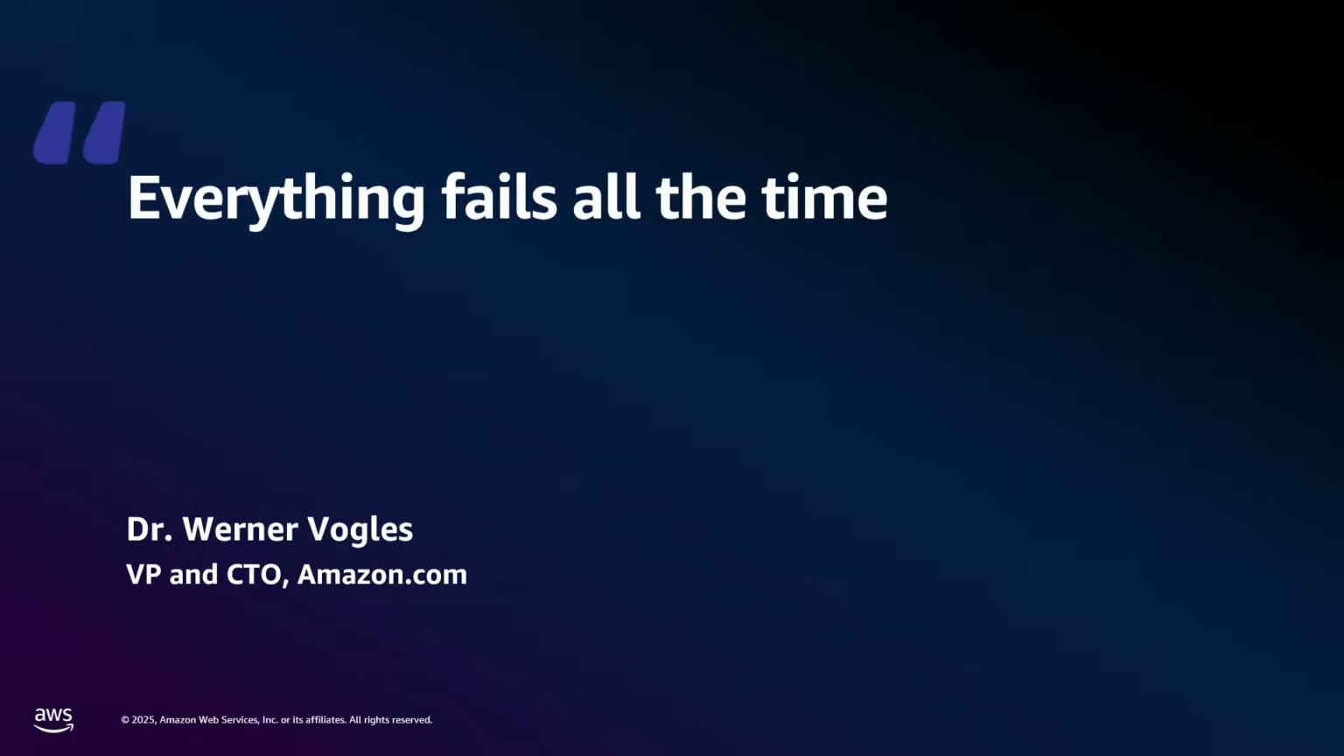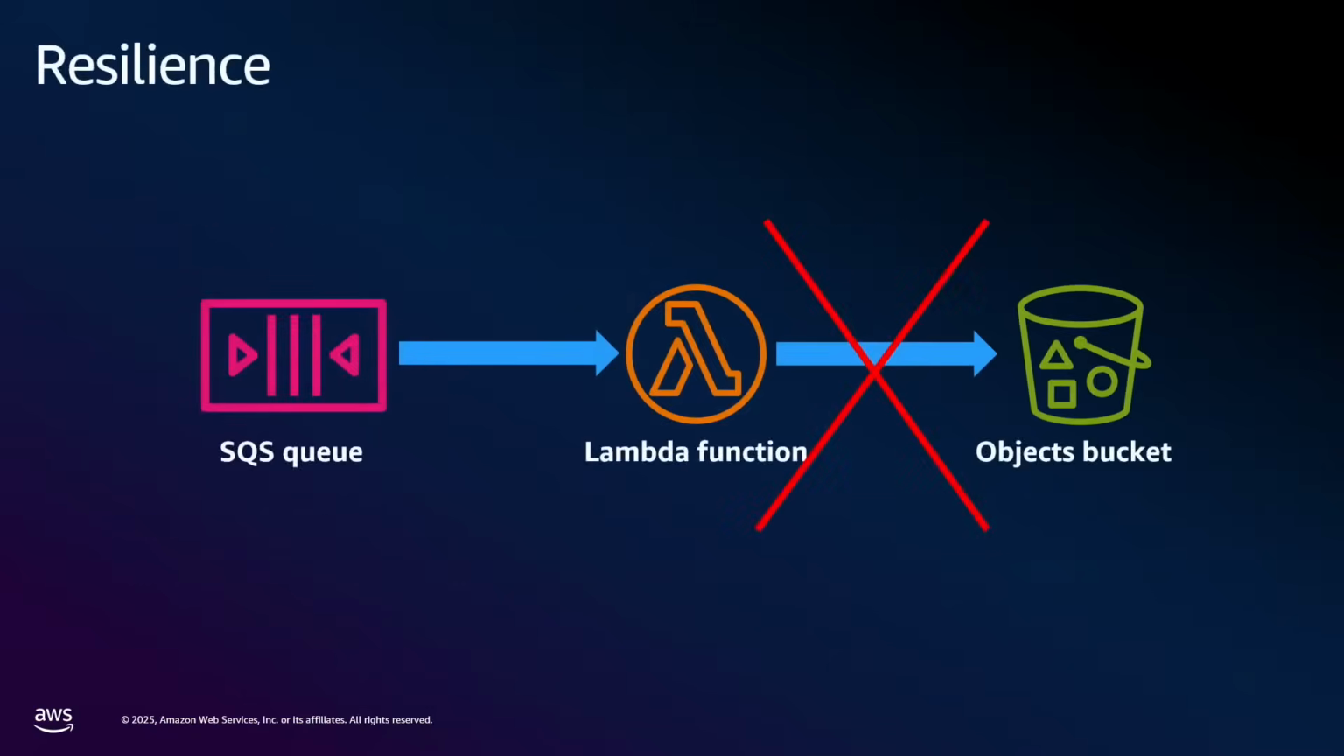So this quote from Dr. Werner Vogels, you've probably all seen it. He's the CTO of Amazon. It's a fundamental principle in how we build in the cloud today. It reminds us that in distributed systems, failures are inevitable. Instead of trying to prevent all failures, we need to design our system to be resilient and to gracefully handle these failures when they actually occur. And this mindset is crucial as we build production-ready serverless services.